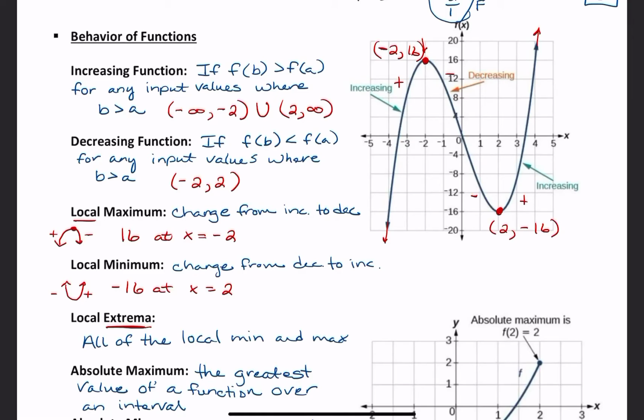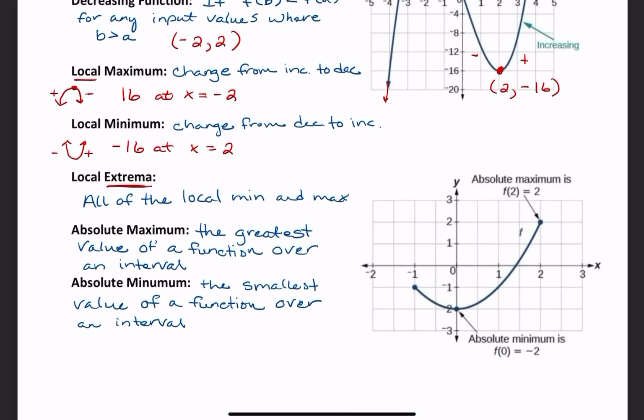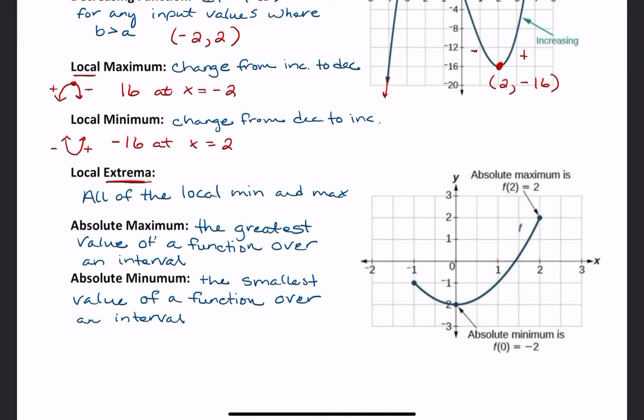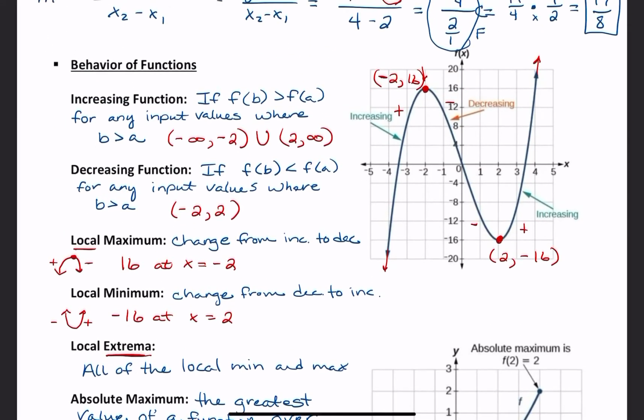Now, when we talk about an absolute maximum or minimum, that means that's the absolute highest, the greatest value of a function over an interval. An absolute minimum is the smallest value of a function over an interval. So if we were looking at this previous graph, it doesn't have an absolute maximum or minimum because, like I said earlier, it's going to negative infinity and positive infinity. So it never reaches those points. So it has local max and min, but it doesn't have an absolute.